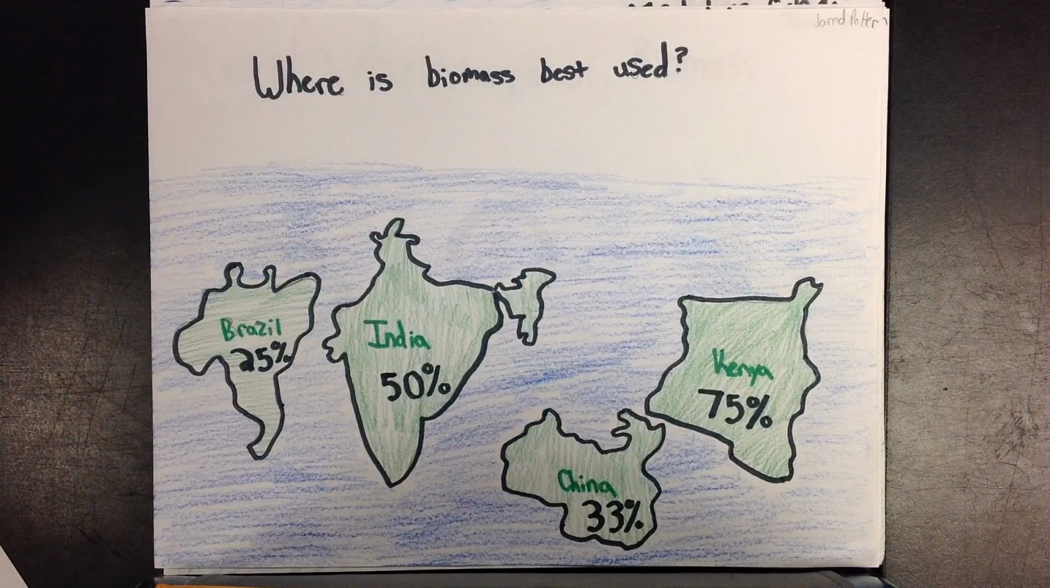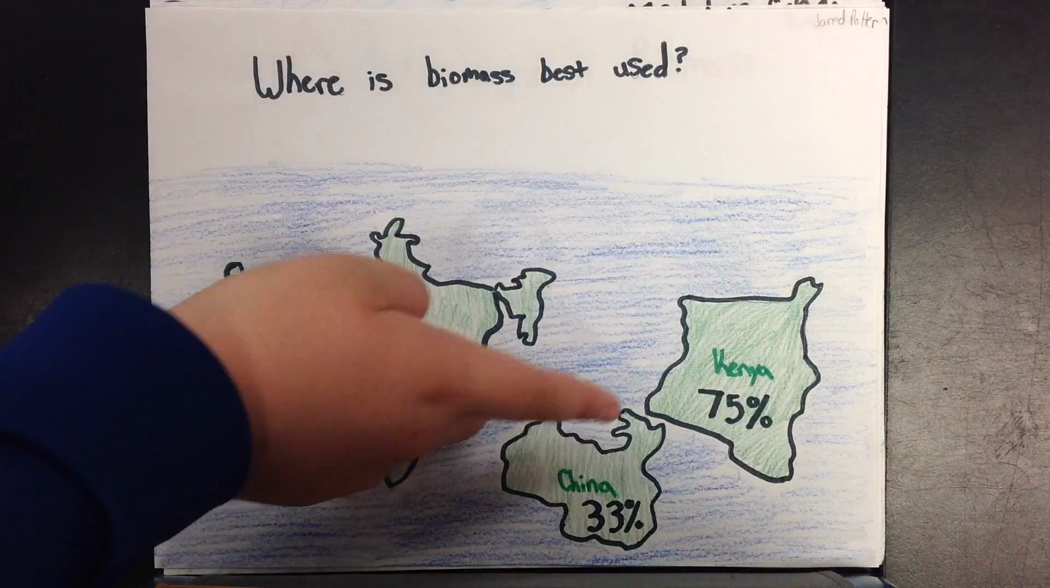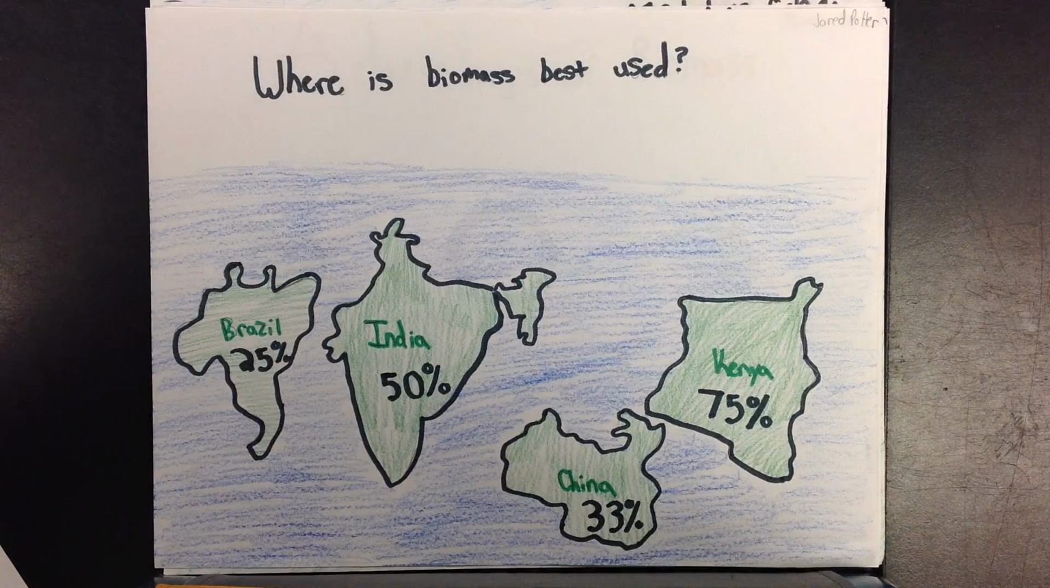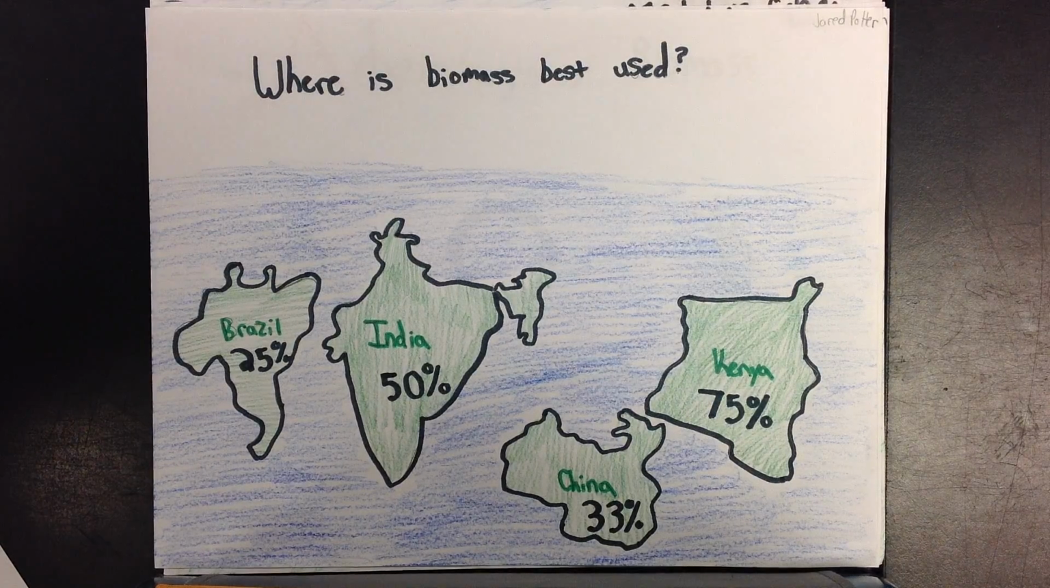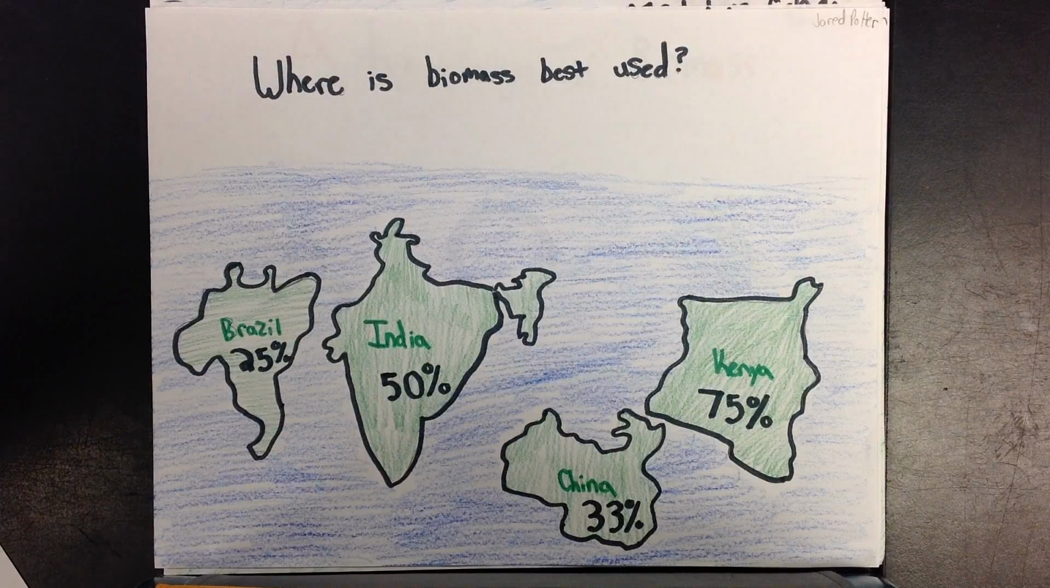Where is biomass best used? Some of the best places are full of wildlife and trash. These places include Brazil, China, Kenya, and India. All these places are great to use biomass. This is because of the amount of trash and waste and wildlife in the land. Biomass creates 75% of Kenya's electricity, 50% of India's, 33% of China's, and 25% of Brazil's.